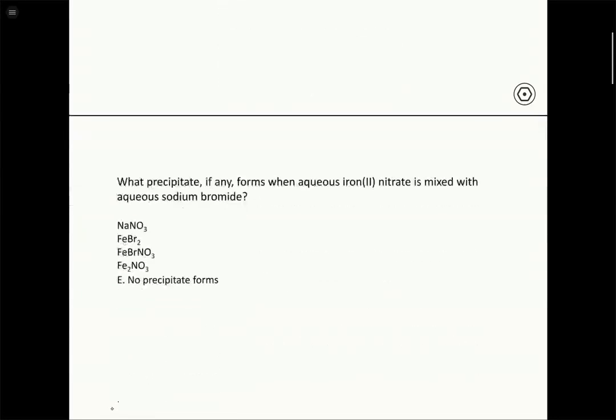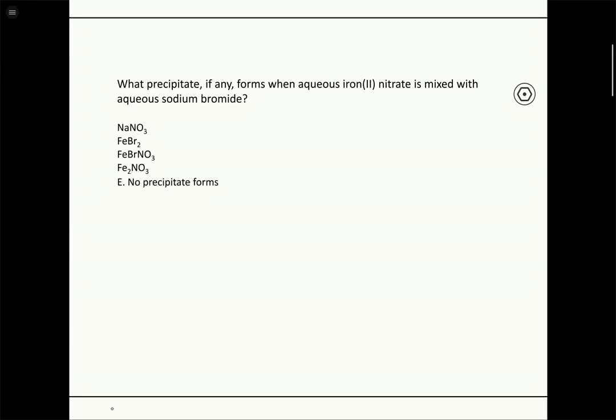So the first type of reaction we talked about is precipitation. The first couple I'll go over deal with predicting products of precipitation reactions and whether a precipitate will form at all or not. So this first question: what precipitate, if any, forms when aqueous iron 2 nitrate is mixed with aqueous sodium bromide? For these types of problems, we need to know the formulas of the reactants, and then we predict the formulas of the products by swapping cations and anions.